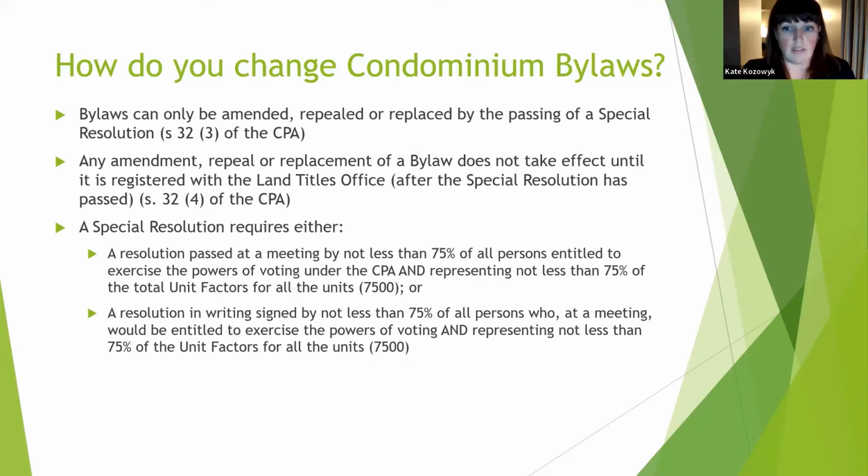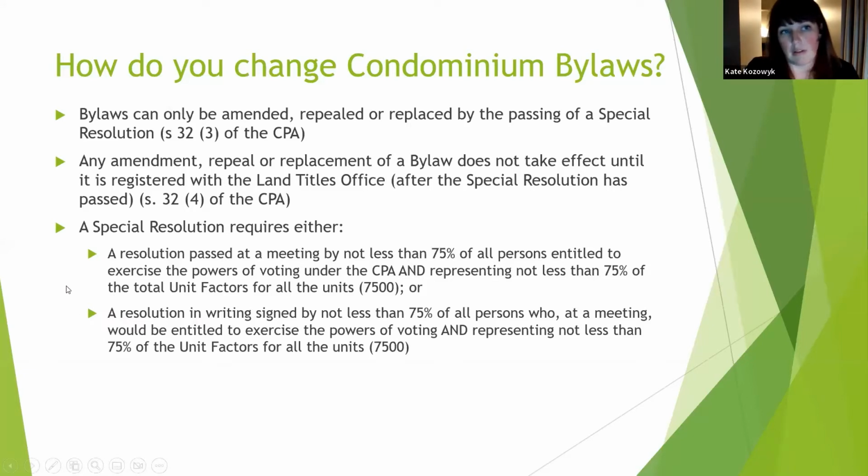All condo corps have 10,000 unit factors, but not all complexes necessarily assign their unit factors in the same way. In an easy world, you could have a 10-unit complex with 1,000 unit factors in each unit. In this case, it would be simple to calculate. To pass a special resolution, you'd need 8 out of 10 owners voting in favor, because that would give you 80% of the owners. And because each unit has 1,000 unit factors, that would give you the 8,000 unit factors, or more than 75% of the unit factors voting in favor.